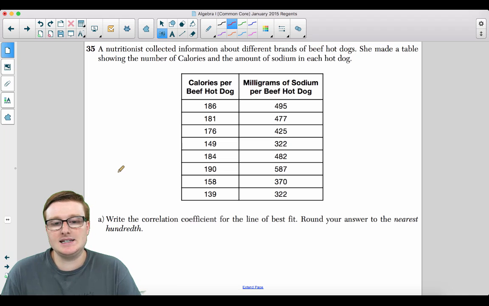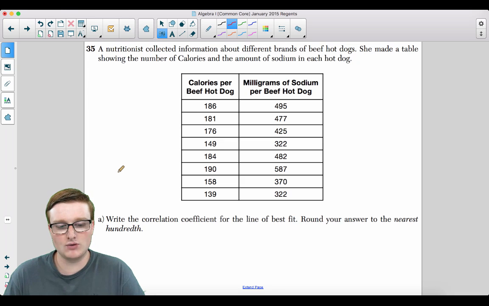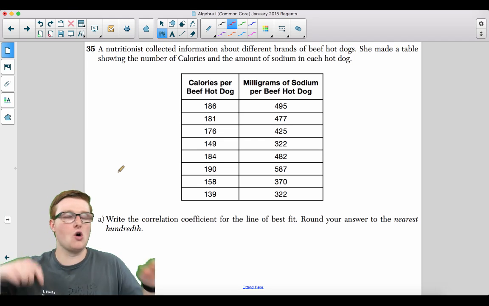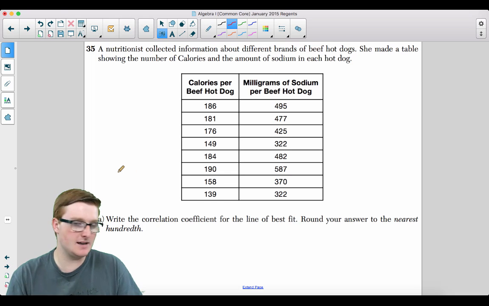25. A nutritionist collected information about different brands of beef hot dogs. She made a table showing the number of calories and the amount of sodium in each hot dog. Write the correlation coefficient for the line of best fit. Round your answer to the nearest hundredth. So first and foremost, go right to your calculator and start inputting these values.